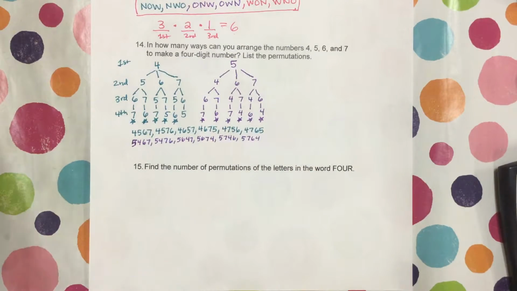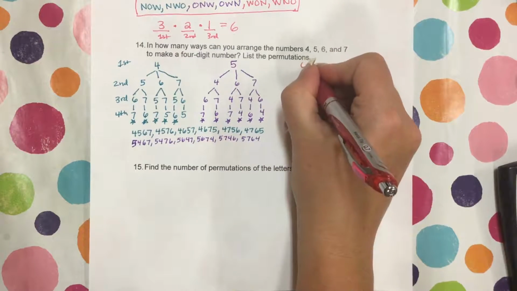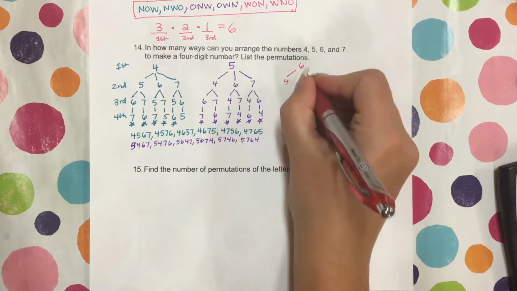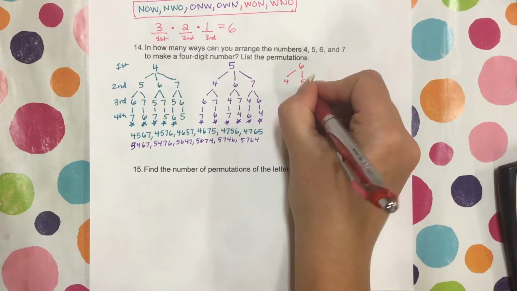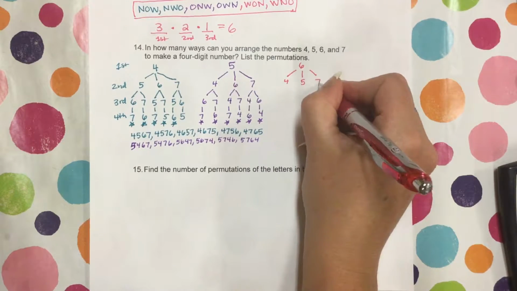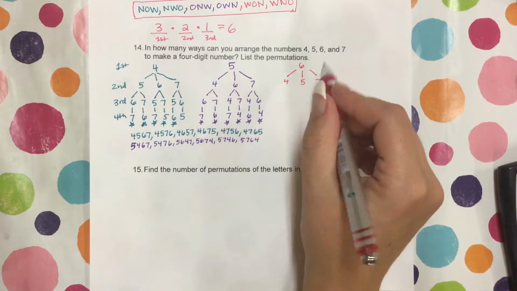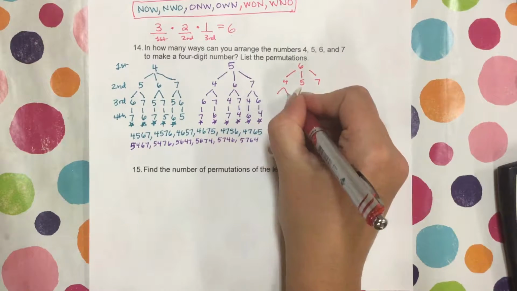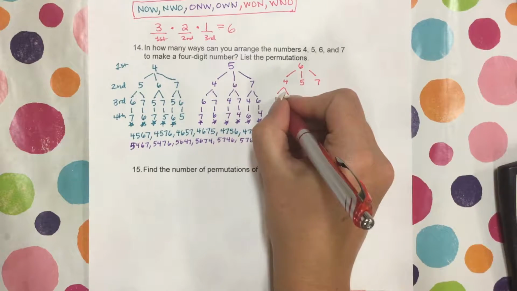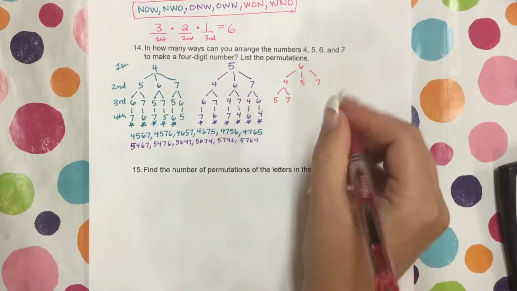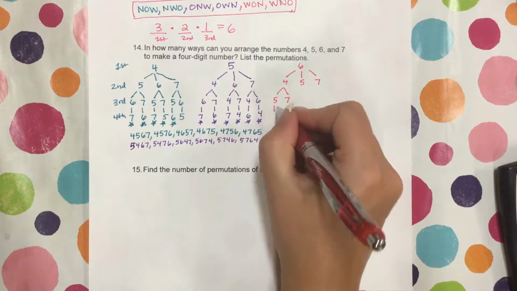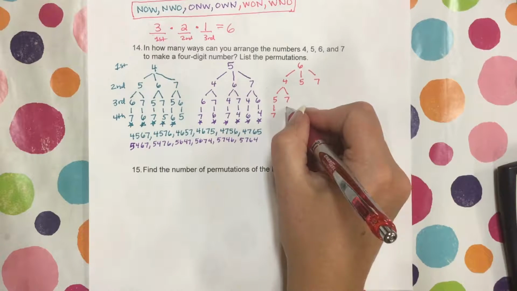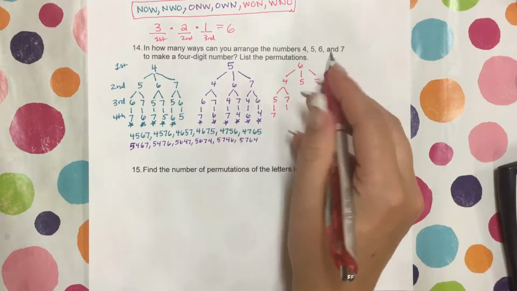But we have another one. We could have 6 in first. So 6 could be in first, which means the options for second would be 4, 5, or 7. So if 6 is in first and 4 is in second, the two options for third would be either 5 or 7, which would mean that for fourth place, this would have to be 7, 6, 4, 5, 7, and for fourth place over here, 6, 4, 7, this would have to be 5.